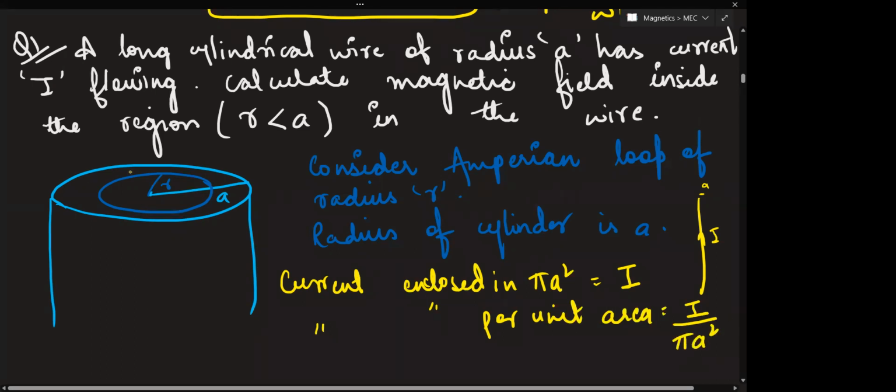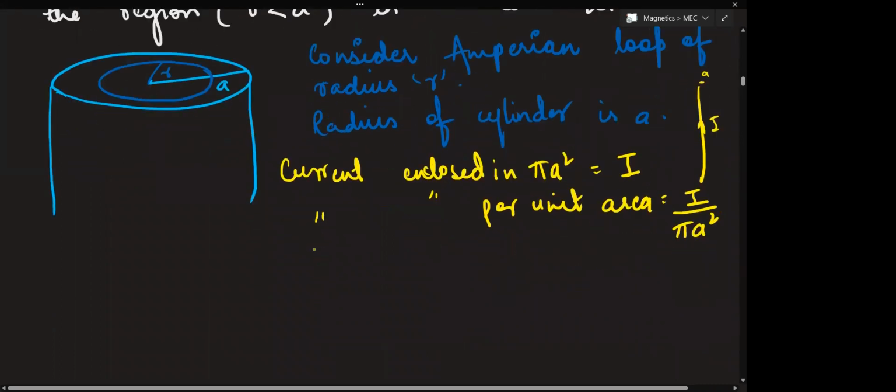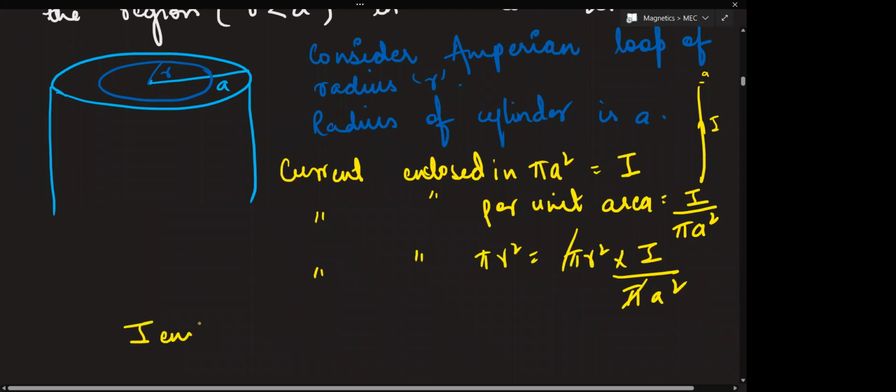Now, can you calculate the current enclosed in this region only? Because we require only I enclosed. So now we can calculate the current enclosed. Current enclosed in pi r square will be equal to pi r square multiplied by I by pi a square. Pi gets cancelled. So I enclosed is basically r square I divided by a square.